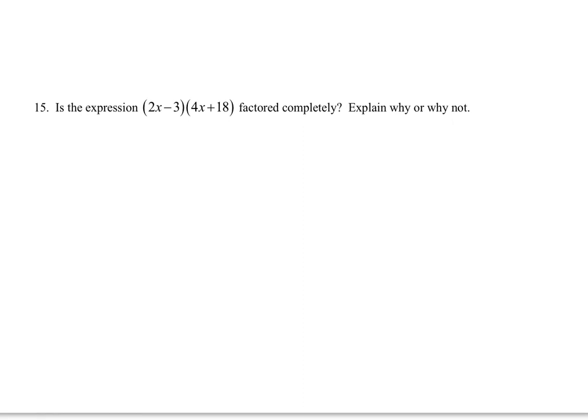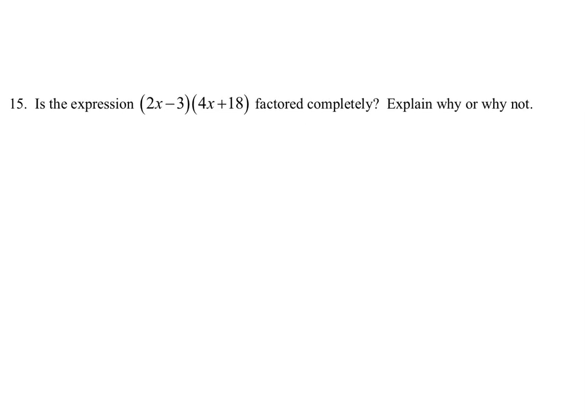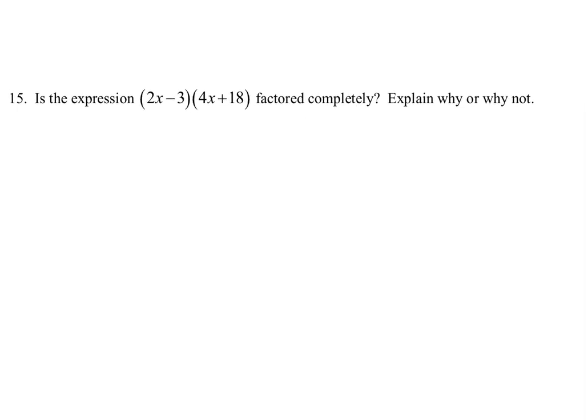And our last question just gives us something to think about. Is the expression 2x minus 3 times 4x plus 18 factored completely? Explain why or why not. Well, it is factored. It's a multiplication problem. Something times something, right? These are factors, but are they factored completely? Basically what we need to look for is if either of the factors have a GCF. So the answer is no, and this is why.